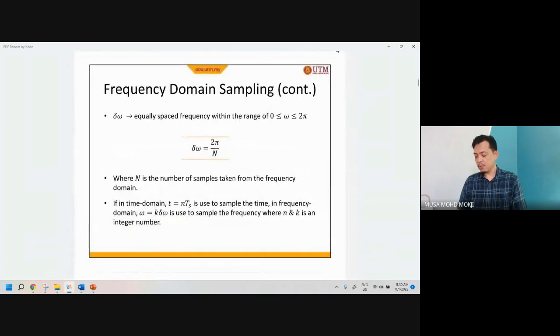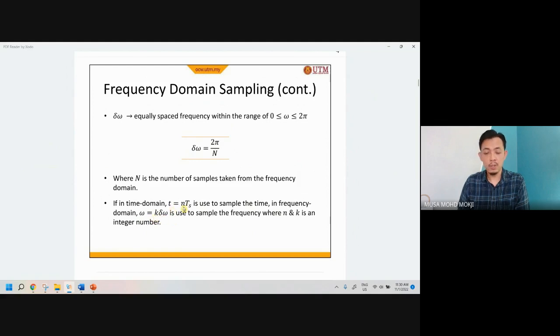And to summarize that, this is the formula. This is the delta omega. Delta omega is just 2 pi, because the range is 2 pi, and then divided by the number of samples that you want, which is the capital N. N is the number of samples taken from the frequency domain. In time domain, T equals NTS is used to sample the time. In frequency domain, we use omega equals K delta omega. So this is the relationship.